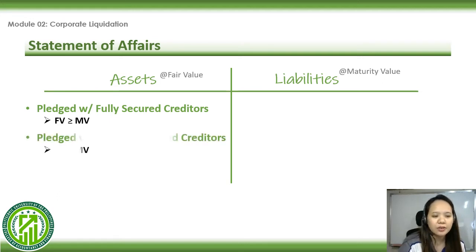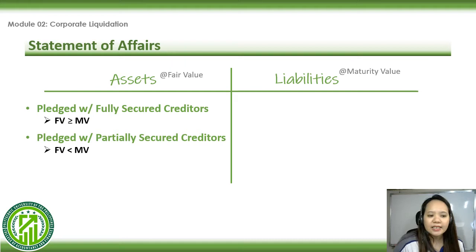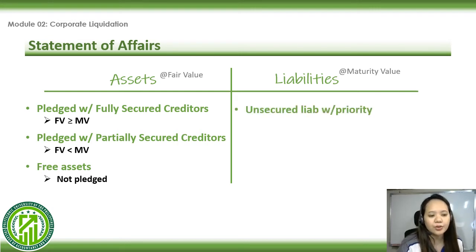That's fully secured creditors. For the assets pledged with partially secured creditors, yung fair value ng assets na pinang-collateral mo, hindi siya enough. It's less than the maturity value of the relevant liability. Kaya partially secured lang yung creditors mo. For the free assets, these are assets na hindi naka-collateral, no collateral, so hindi siya naka-pledge.